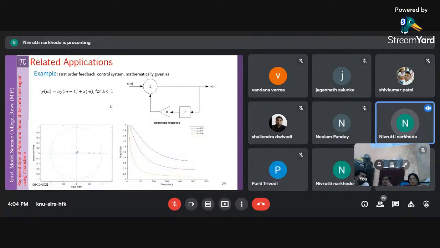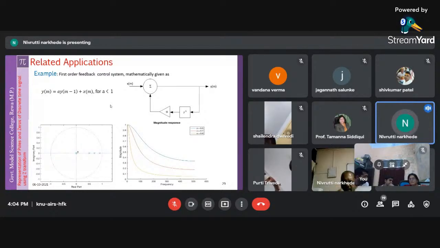Another application we can say is the first order feedback control system. This is the difference equation, y of n is equal to a times y of n minus 1.